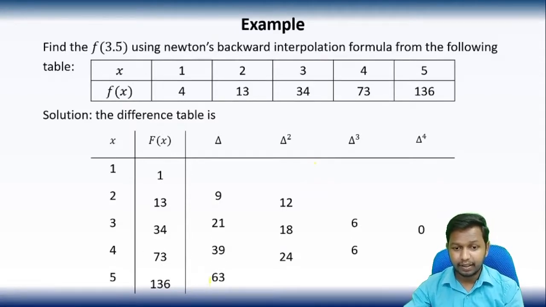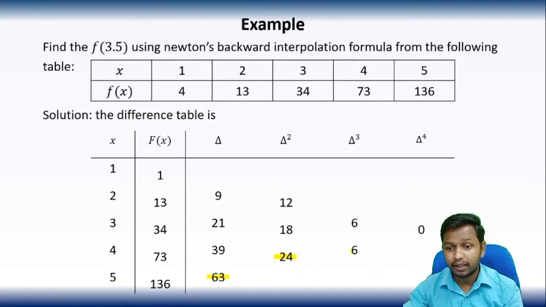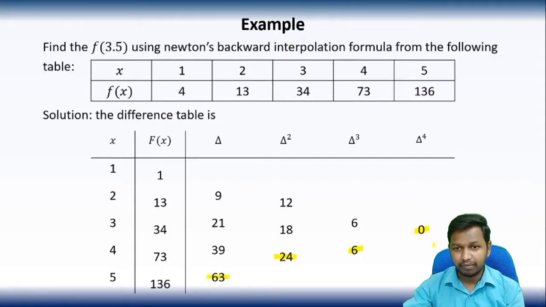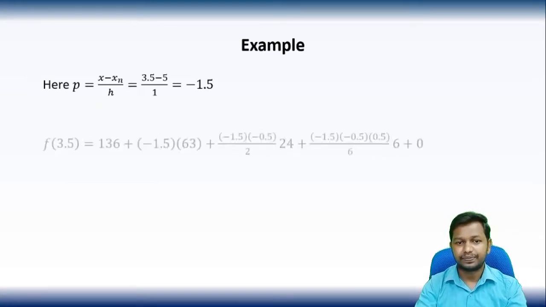Here the value 63 gives us nabla yn. This one is nabla square yn. This one is nabla cube yn. This one is nabla to the power 4 yn. Then find the value of p. p equals x minus xn divided by h, which equals 3.5 minus 5 divided by 1 equals minus 1.5.